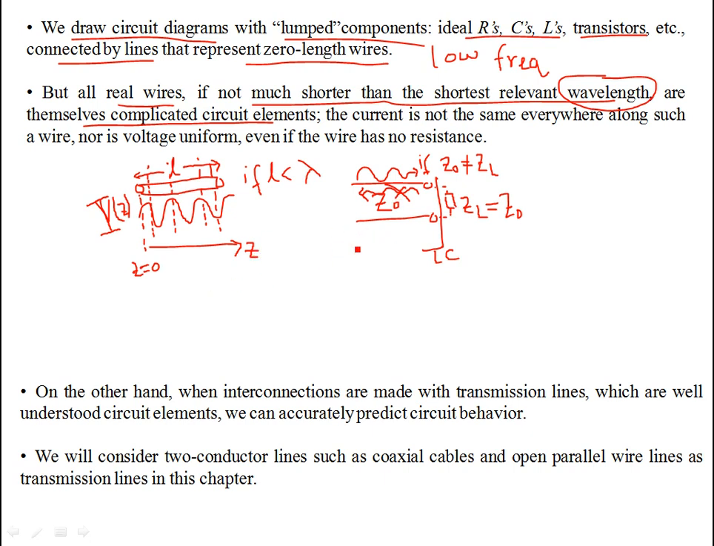So either the length of the line, let's say small l, is infinite, we consider the length as infinite, or the load in which the line is terminated is Z naught, ZL equals Z naught, and you don't have any reflections. So this implies no reflections, which means the power transfer is maximum.